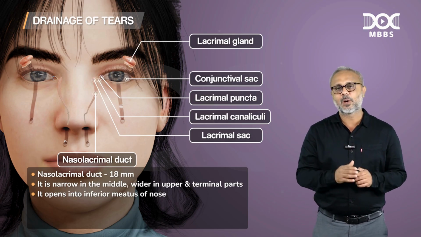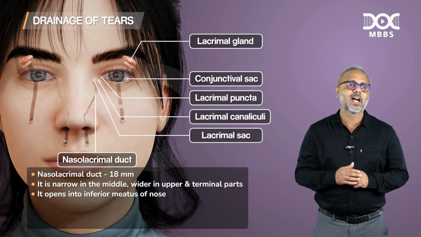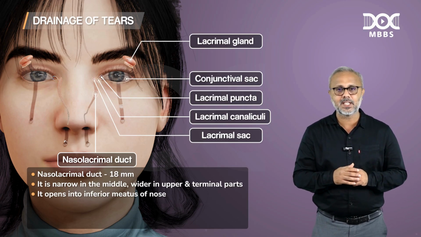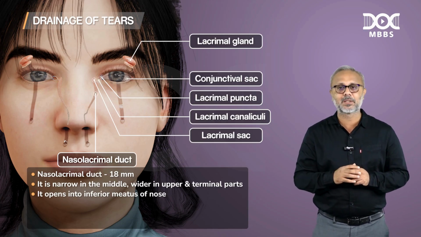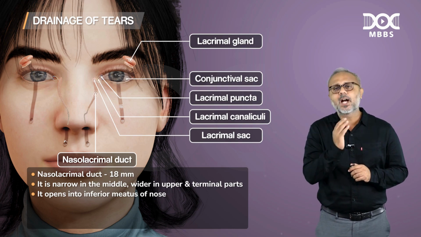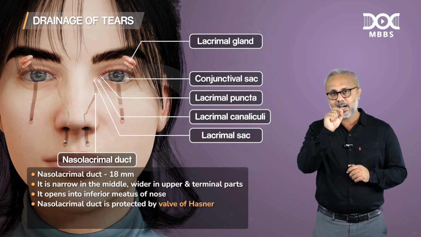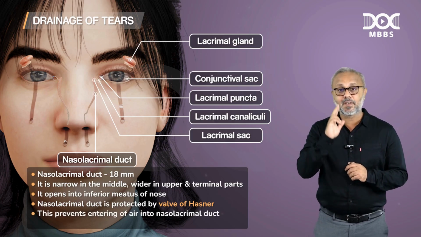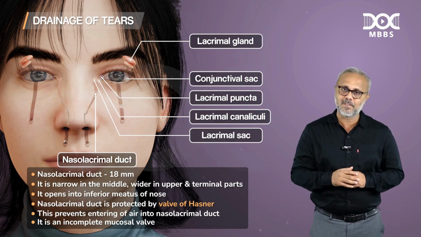Now this is a comprehensive description of the nasolacrimal duct and the lacrimal apparatus. Even before we summarize, one important thing that we must remember regarding the nasolacrimal duct is that the lower or terminal part of the duct is actually protected by a valve of Hasner. This prevents the entry of air into the nasolacrimal duct. This is an incomplete mucosal valve.